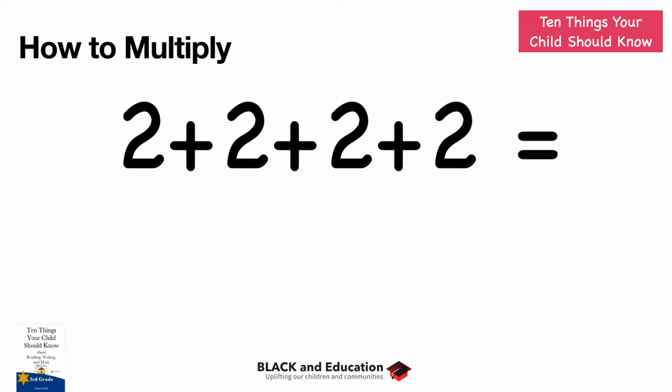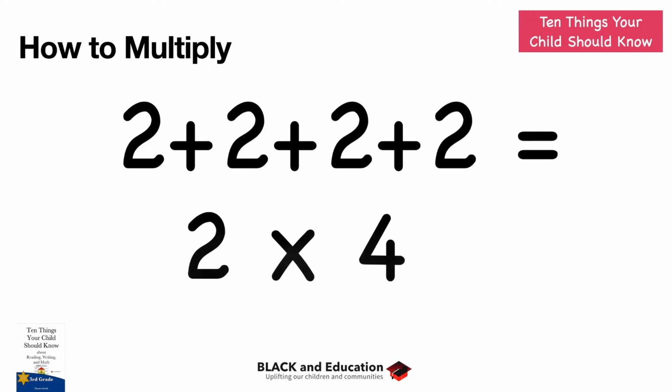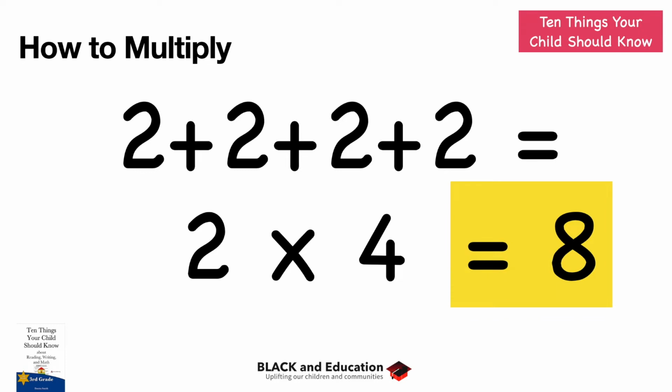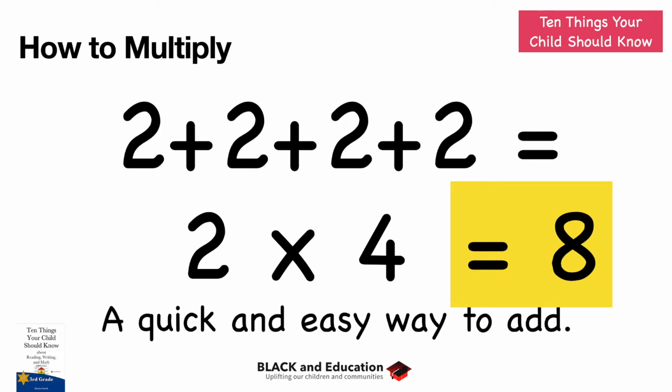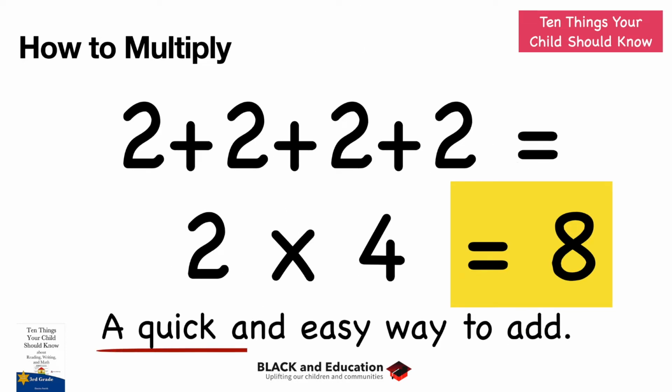When you think about multiplication, we have this 2 plus 2 plus 2 plus 2. Essentially, what you have there is 2 times 4. You have 4 2's, so you have 2 times 4, and that answer is going to be 8. Your child may start out skip counting, counting by fives or counting by a certain number, but they need to know that they're actually doing an easy and quick way to add. Multiplication is really just an easy and quick way to add. So they need to know how to multiply first.